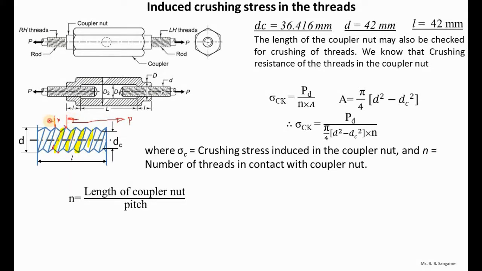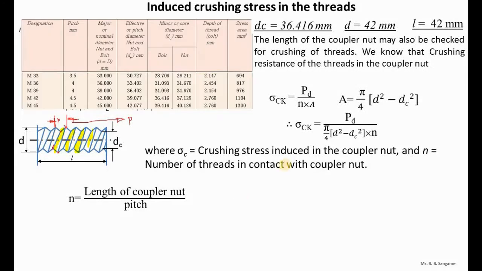Whether the value of pitch is available? Yes, it is available in the table which is provided in the numerical. Let us check the table. We have selected the core diameter 36.416 and nominal diameter 42 mm. It means that for the nominal diameter of 42 mm, we are going to select a bolt of M42 size. For this size the pitch is 4.5. Here you can see the pitch.